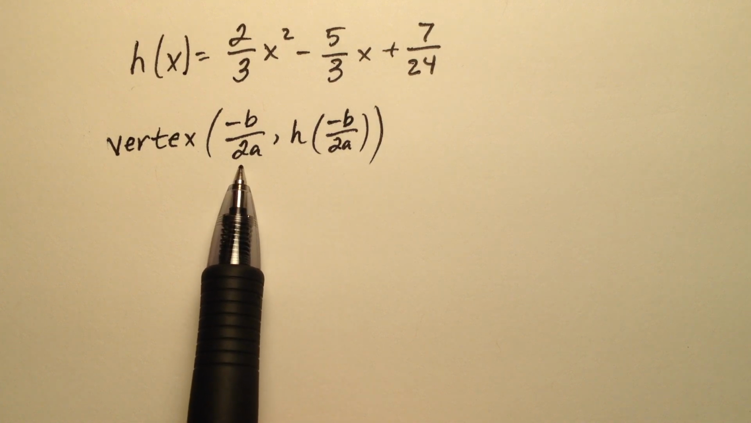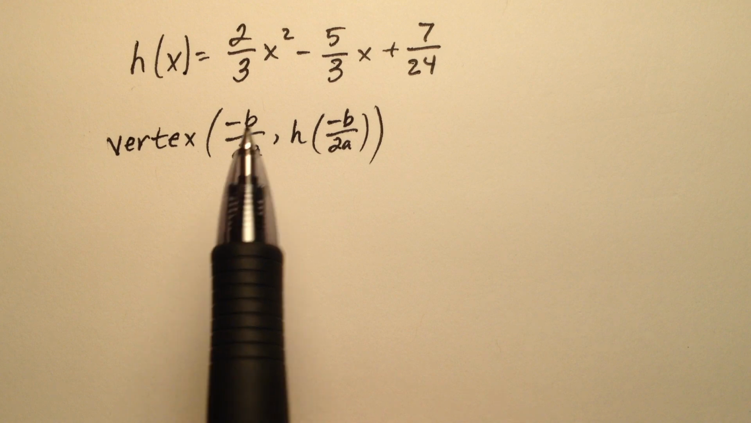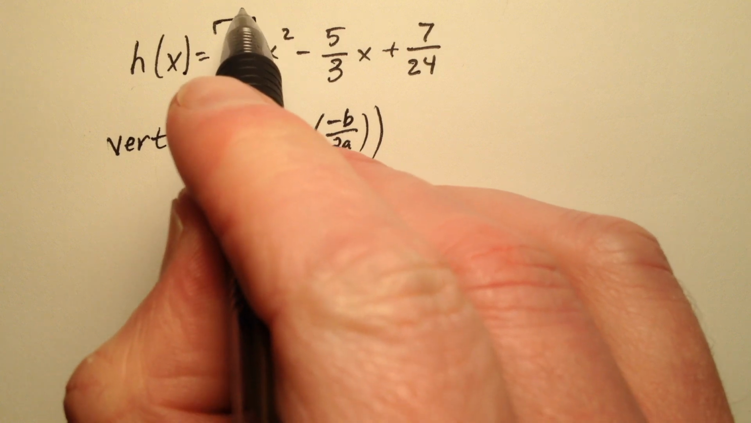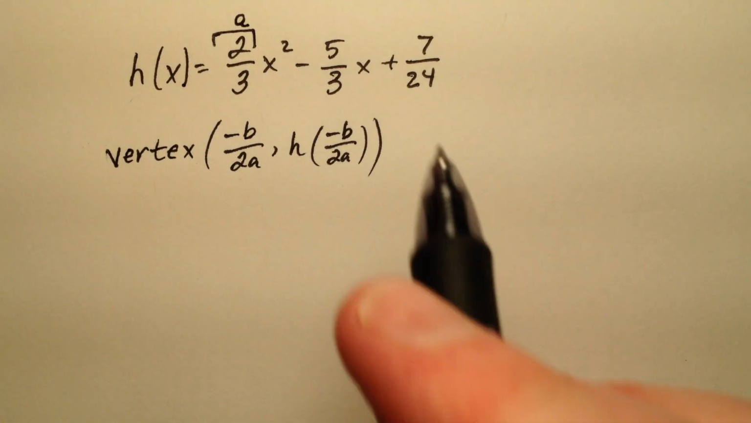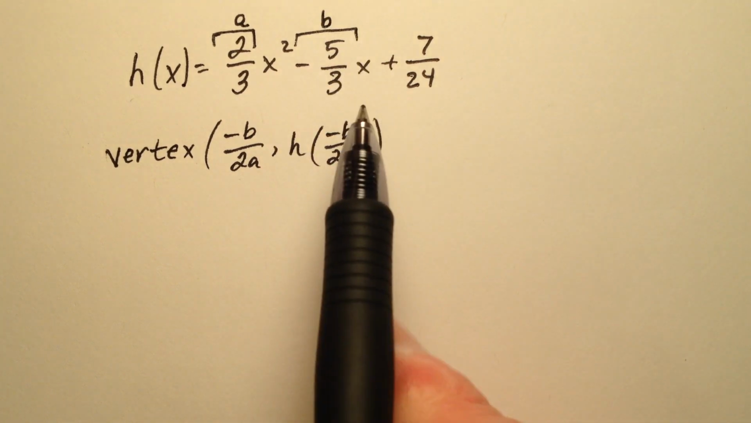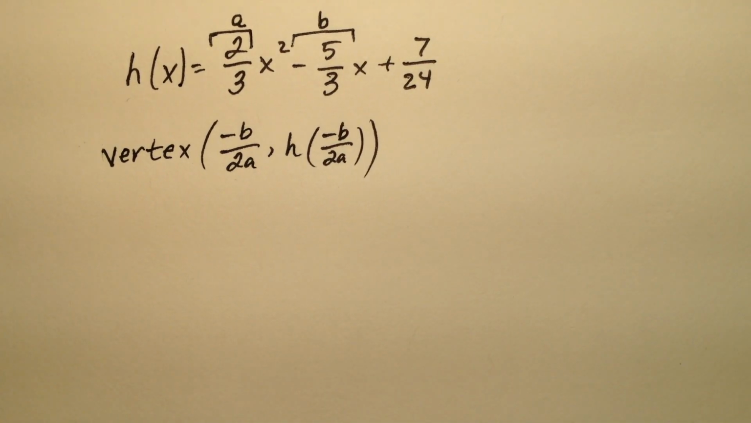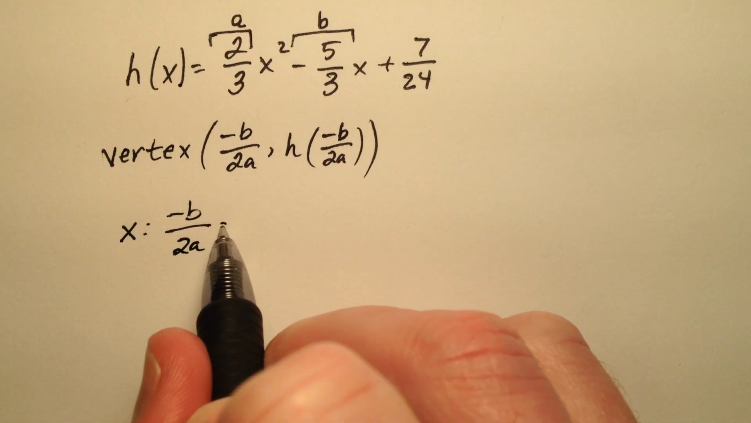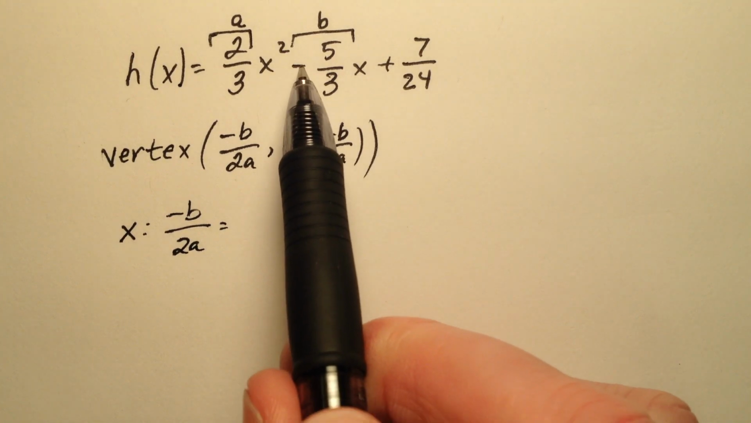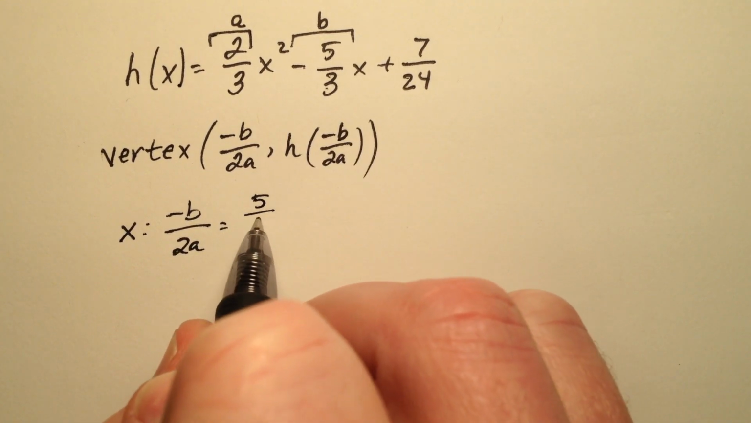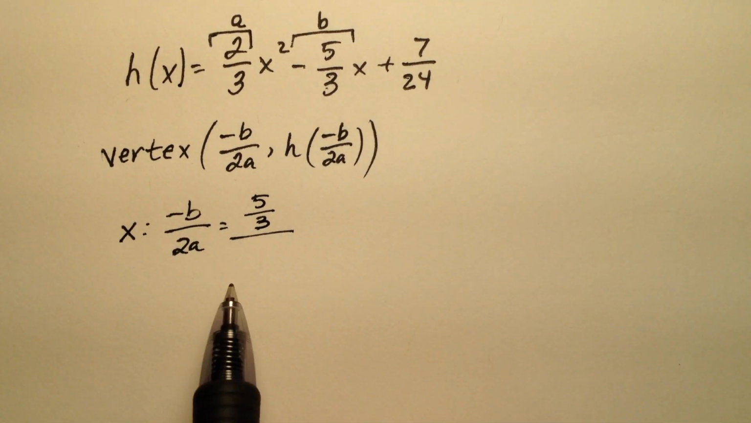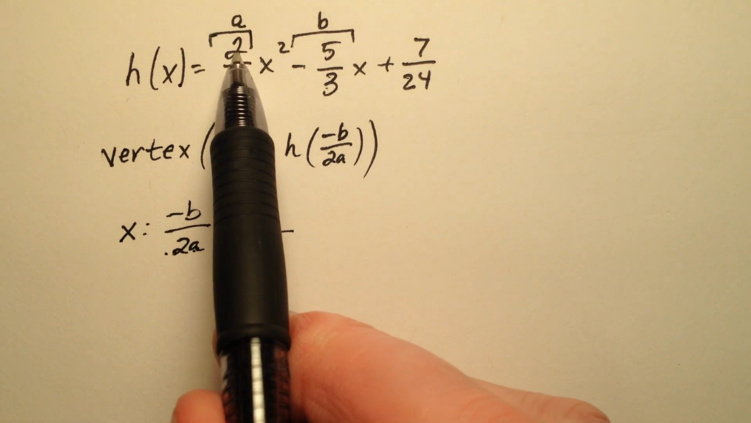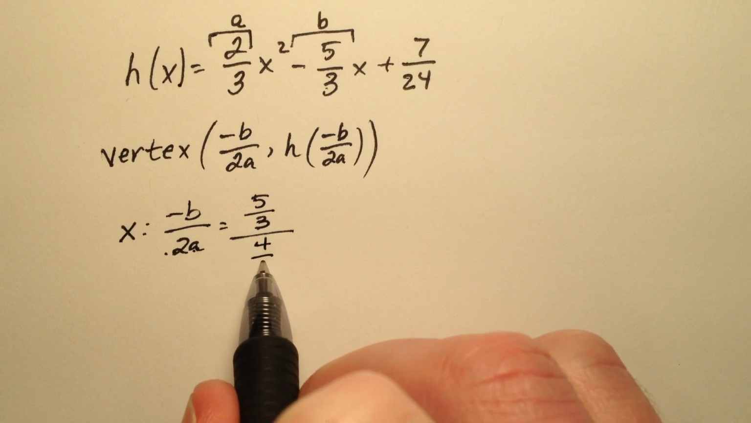In order to find the x-coordinate, I'm going to take the opposite of b over 2a. Remember that when my quadratic function is in standard form, my a is going to be my leading coefficient, and this b is going to be the coefficient of my linear term. Okay, so when I find my x value, it's going to be the opposite of b over 2a, which is the opposite of negative 5/3, so that will be a positive 5/3. And I'm going to divide that by 2a, so twice my leading coefficient. So twice my leading coefficient will be 2 times 2 is 4/3.